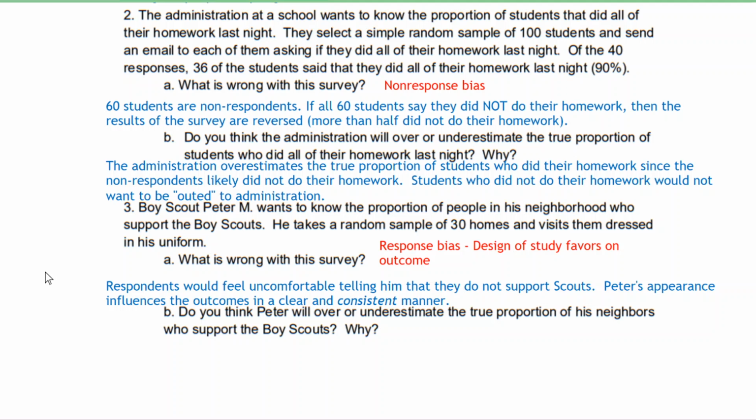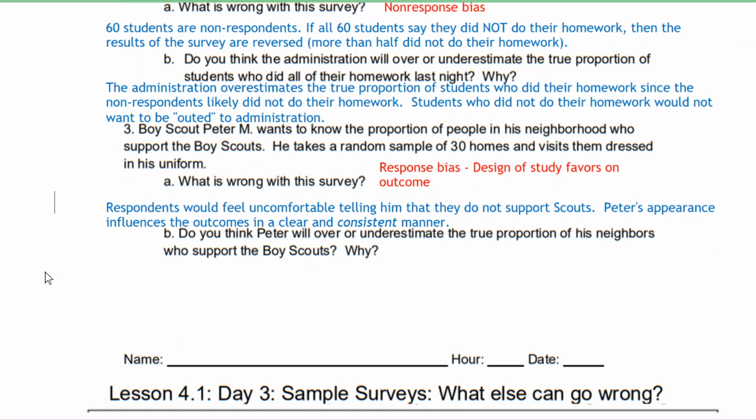They probably don't want to, I don't know what the word's going to be here. I guess we could say they don't want to hurt Peter's feelings because he is a Scout and you're going to be directly telling someone that you don't support them. So Peter's influence or Peter's appearance is going to influence the outcome. And this is important. It's going to influence the outcomes in a clear and consistent manner. Notice that I'm trying not to say that they're going to lie. We'll talk about the whole lying business in a few minutes.